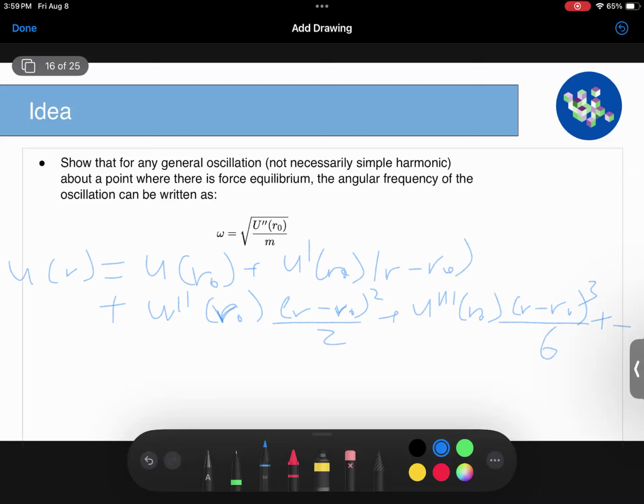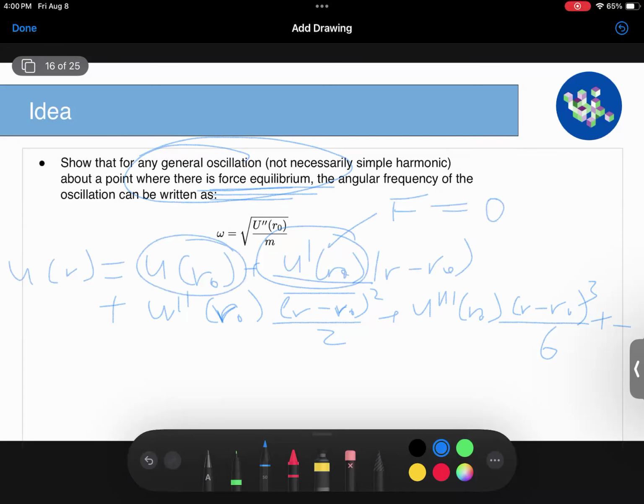Now, what am I looking at here? We're looking at a general oscillation, remember, not necessarily simple harmonic, about a point where there is force equilibrium. It's a small oscillation, so R minus R0 we can treat as an infinitesimal, something very small. Also, there's force equilibrium, so U prime at R0 gets you the force at R0. We're given it's force equilibrium at R0, so this just equals 0. The constant term is just an arbitrary scaling constant.